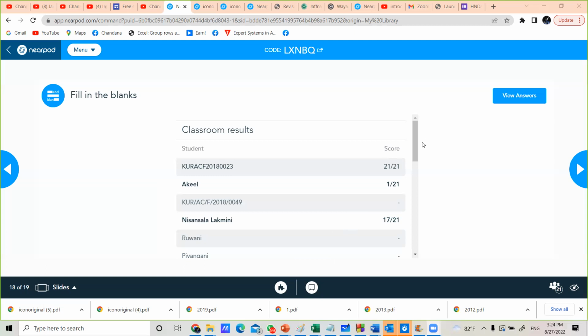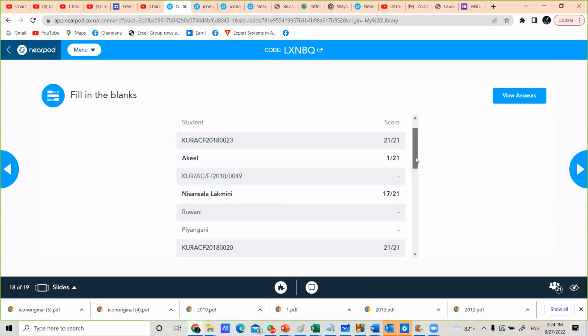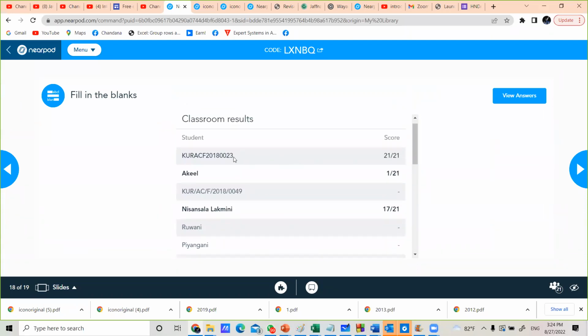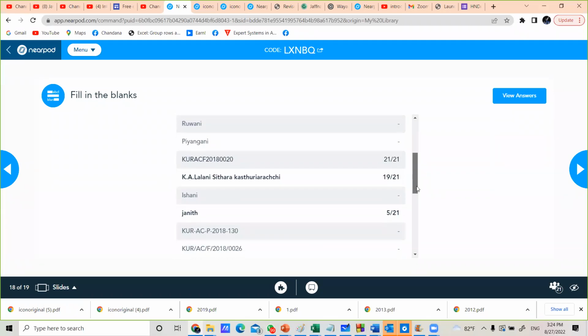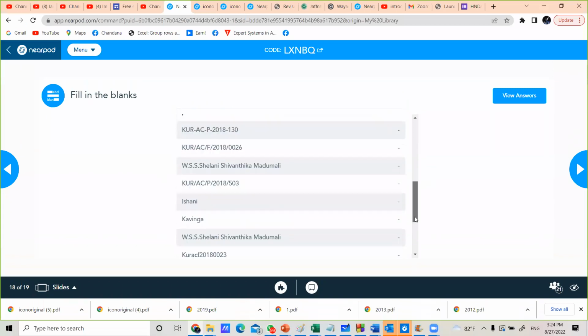Right now, time is okay for that activity. Some of you are sending it. 0, 23, he got the full marks, 21 out of 21. Sansala got 17. Then 0, 20 also got 21 out of 27. Then Lalani Sitsara 19, 20 out of 21. Janit, 5.